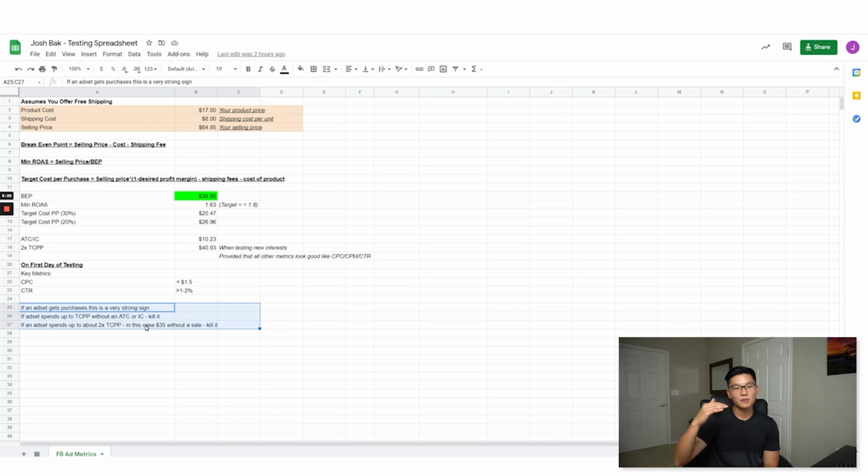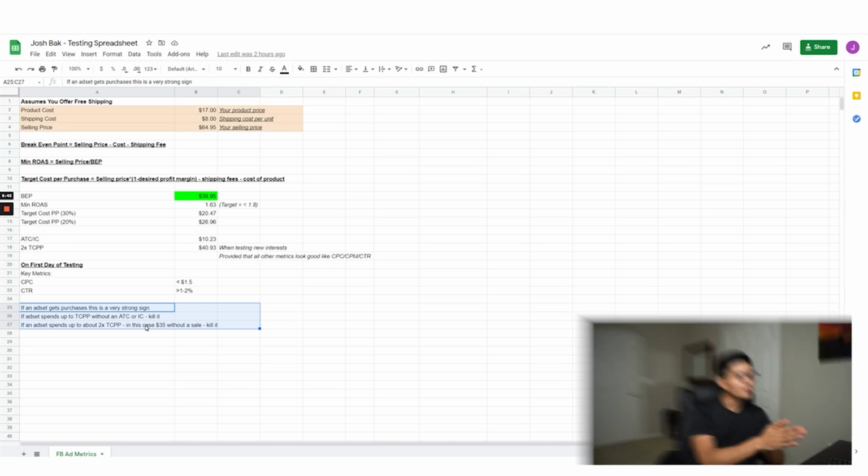What that means is, if it's spent $40 and it's got plenty of add to carts, plenty of initiate checkouts, but still no purchases, I just want to turn that off, because I don't want to rely and hope that it's working. I just want to turn it off, because again, it is a data game. You can't get emotional with these numbers. But this spreadsheet helps you.